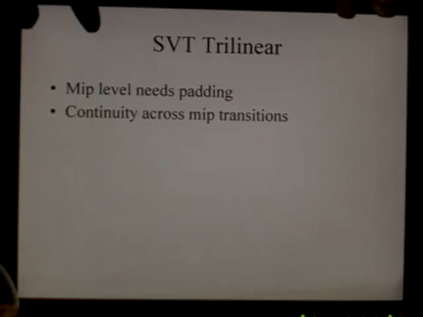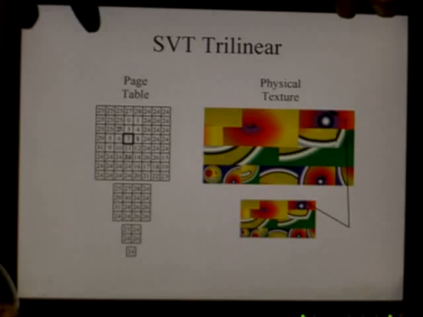The other thing we have to be careful about is that our MIP transitions are still going to work using the page table MIP mapping, and we need to make sure that we get exactly the same results continuously across that. So the trilinear operation is lerping between these 2 samples in the physical texture, and as the lerp weight reaches 100% of the bottom sample of the coarse MIP map level, I need to transition and start going to even smaller things.